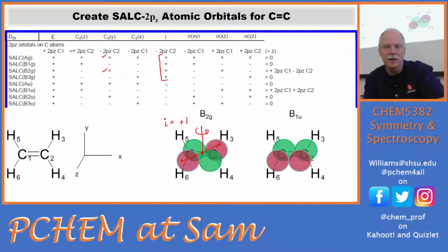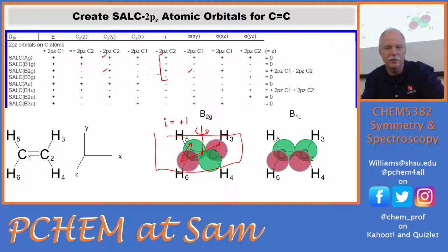Okay. And so let's pick something that will discriminate against the first row and the third row. Reflection in XY. So right here, we're going to look at reflection in XY. So that's the plane of the paper. So if I reflect this PZ orbital in the plane of the paper, the red reflects into the green and vice versa. So that's a -1. So XY should be -1. So it should be this one.